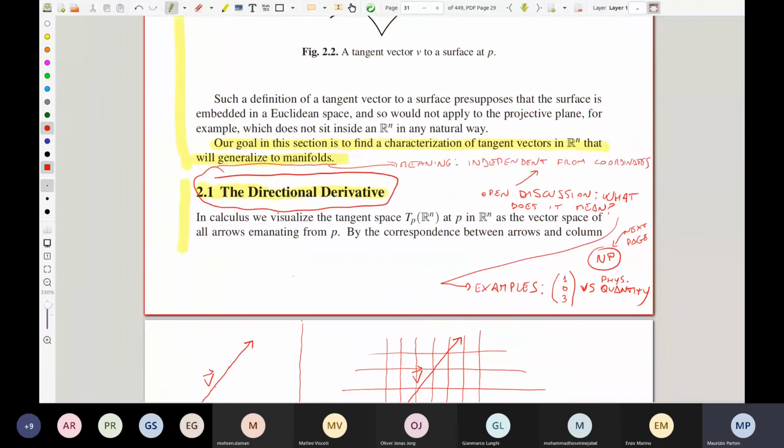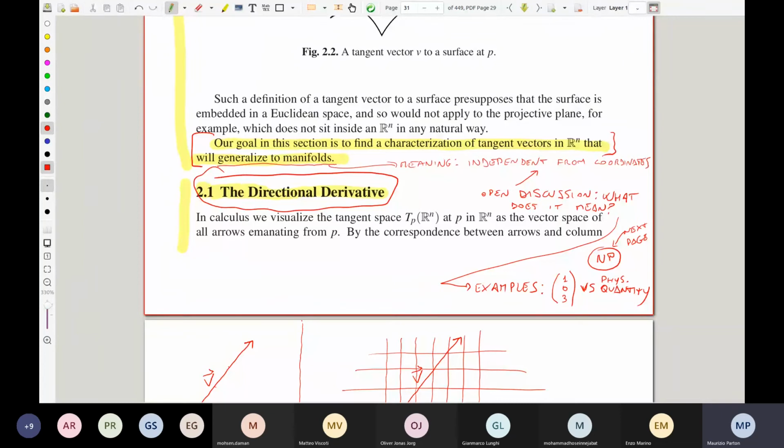Okay, this is later. First I want to tell you something here. Our goal in this section is to find a characterization of tangent vectors that will generalize. And what does it mean, will generalize?